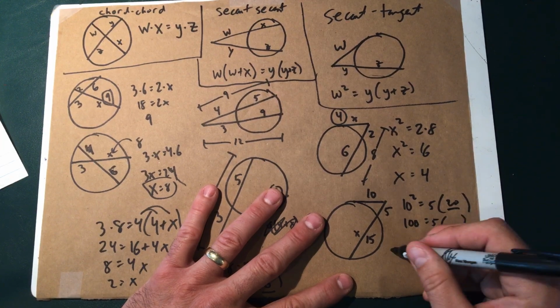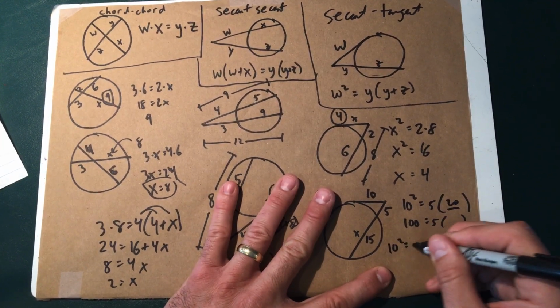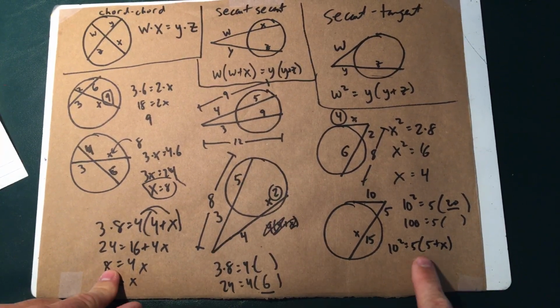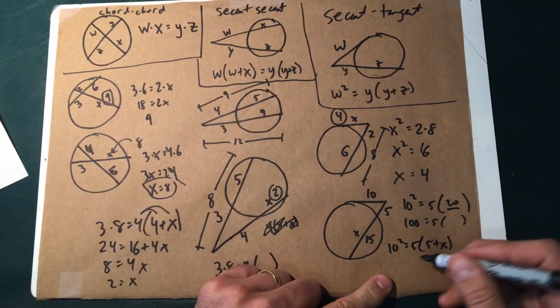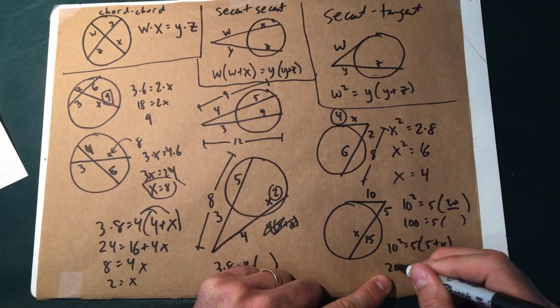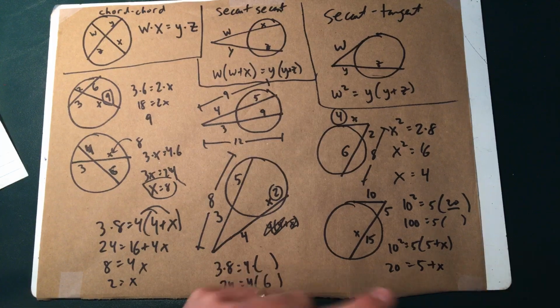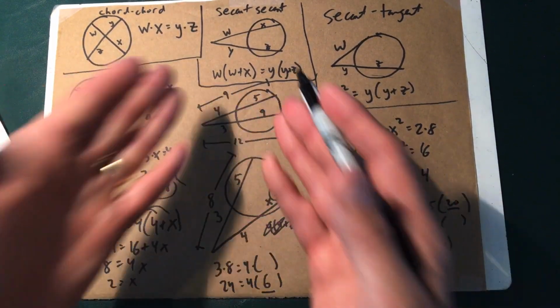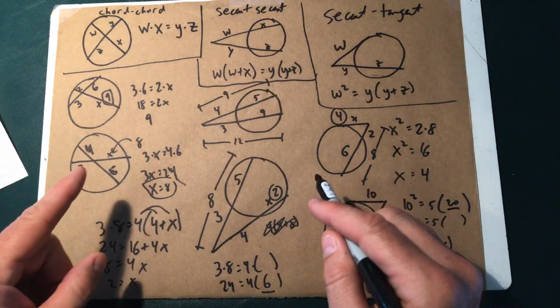Because you already had the 5. If you feel like doing 10 squared equals 5 times 5 plus x, same sort of deal as over here. We just do our little algebra. Heck, you could even divide both sides by 5 right now. 100 divided by 5 is 20. 20 equals 5 plus x. What do you know? X is 15. Pretty cool. Chord, secant, tangent. I think you're going to like these problems.